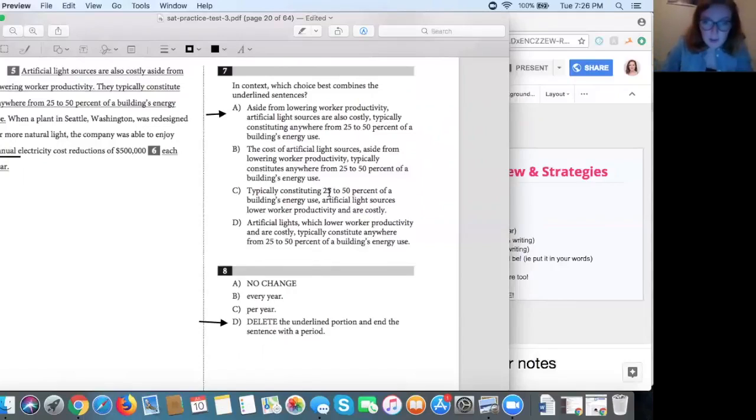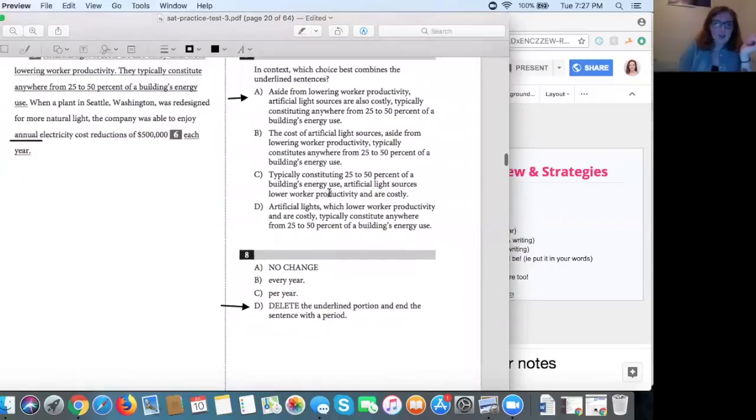Artificial lights, which lower worker productivity and are costly, typically constitute anywhere from 25 to 50% of a building's energy use. So this takes a main idea that it's costly and sort of sidelines it in favor of a detail, if that makes sense. This is kind of about information relationships. The detail of 25 to 50% is secondary to it being costly. And so the structure of the sentence needs to mirror that as well.